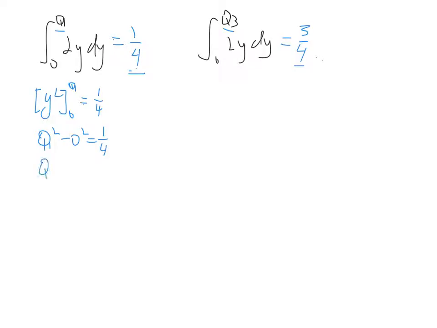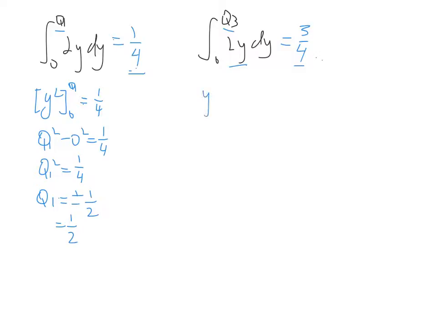So we've got Q1 squared equals 1 over 4. Take the square root, so Q1 equals plus or minus 1 over 2. And we know this is going to be between 0 and 1, so it ends up being 1 over 2.